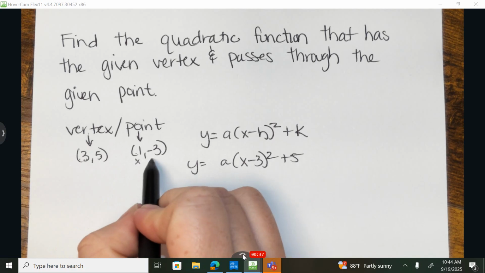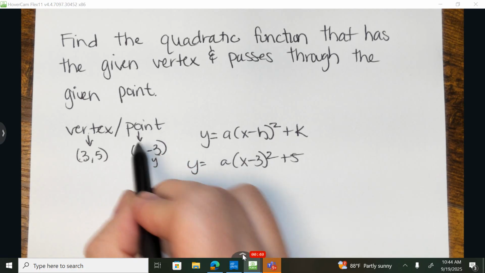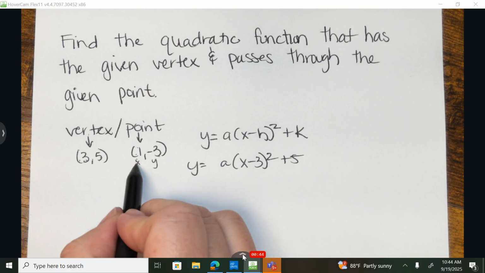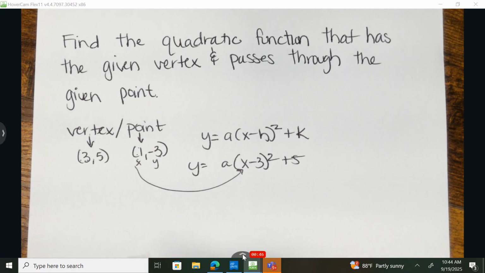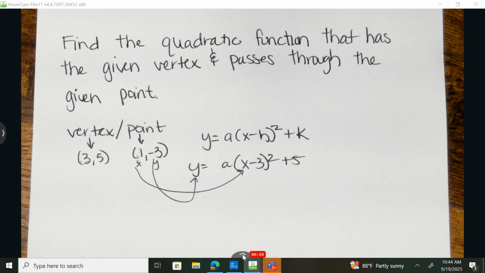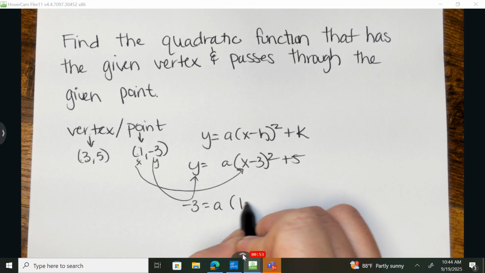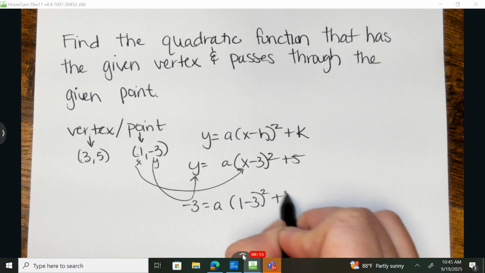This is the x value and the y value of a separate point that occurs on this function. So x will go here with the 1, and y will be -3 for the y. -3 equals a times the quantity 1 subtract 3 quantity squared plus 5.